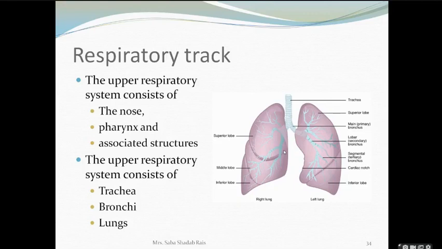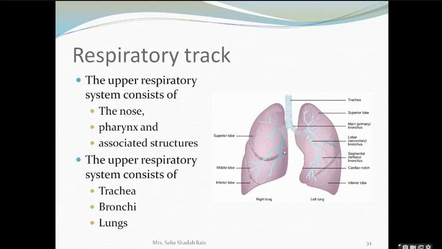Let us discuss the covering. There are two types of covering. This two-layered sac is called the pleura, and this pleura protects the lung. The outer part of the pleura is called the parietal pleura. This parietal pleura is attached to the wall of the thoracic cavity, and inside it there is a cavity, a double membrane.